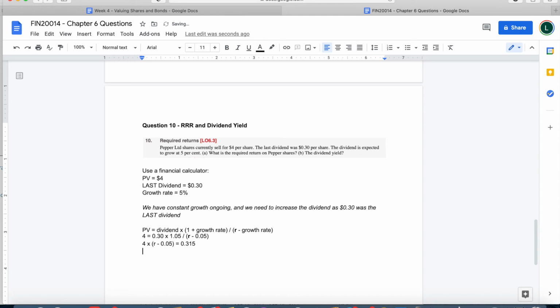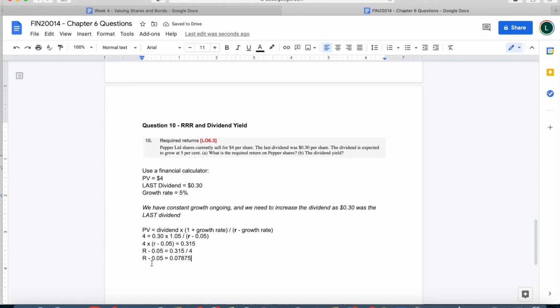0.315. Now we need to still do some isolation. So what we want to do is get that 4 on the other side. So it's a times, now we do divide. So all of a sudden we've got R minus 0.05 equals 0.315 divided by 4. Okay, so then let's calculate that. 0.07875. Now, we want to get that R by itself.